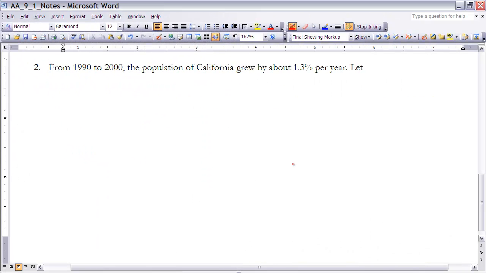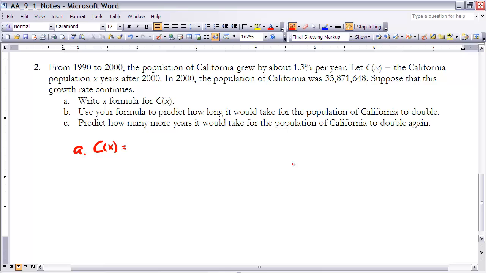So let's take a look at example 2 here. It says from 1990 to 2000 the population in California grew by about 1.3% per year. Let C of x equal the California population x years after 2000. In 2000 the population was 33,871,648. Suppose that the growth rate continues.